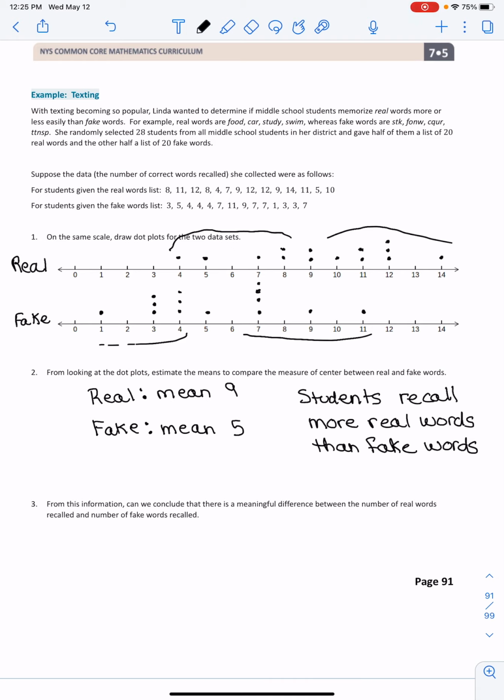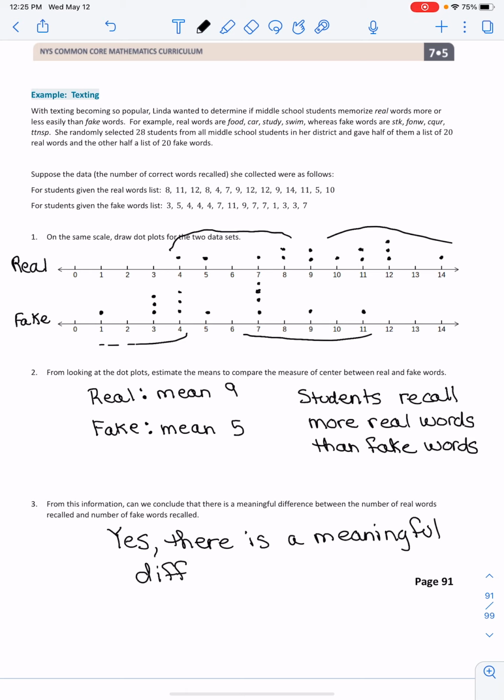Then it says, from this information, can we conclude that there is a meaningful difference between the number of real words recalled and the number of fake words recalled? Yes. There is a meaningful difference.